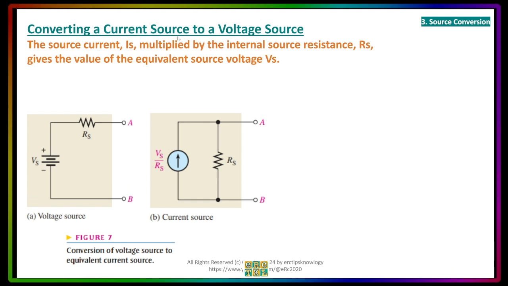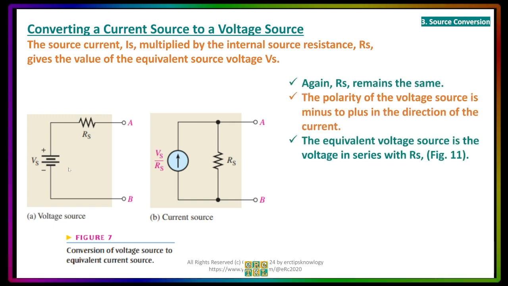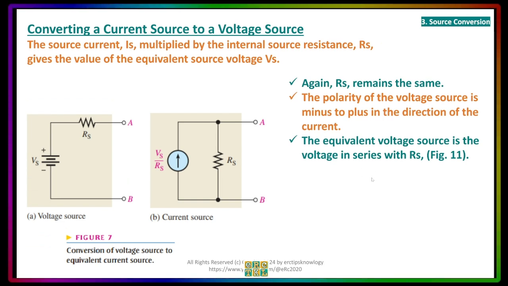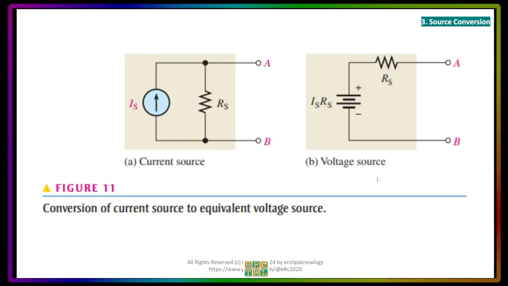We will change the current source into a voltage source. Remember that this is the current source and this is the voltage source. Again, the Rs will remain the same. The polarity of the voltage source is minus to plus in the direction of the current. This is from negative going to positive, that's why it's pointing upwards. And the equivalent voltage source is the voltage source that we will have in figure 11.